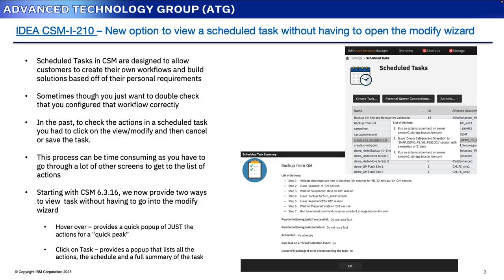So if you hover over the scheduled task name, boom, you get a little tooltip pop-up that gives you just the list of actions. Nice quick view of what actions that task is going to run. Or if you want to see a little more, if you click that scheduled task name, it'll actually give you a bigger pop-up that gives you all the summary info. So actions, what to run on success, what to run on failure, the actual schedule, all that stuff. So hopefully these two options give you a way to look at the task a lot easier.